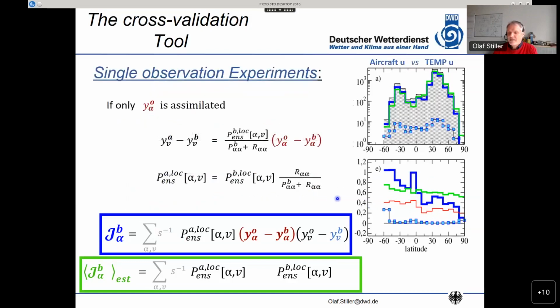An important variant of my diagnostic are single observation experiments. If you're mainly interested to see whether two observation types are processed consistently, single observation experiments are actually a very good choice, I would say. One you assimilate, and the other you use for verification. It has the advantage that the ingredients which we need for our diagnostics are more easily computed, and you can apply it also for observations which you have never assimilated in your system.